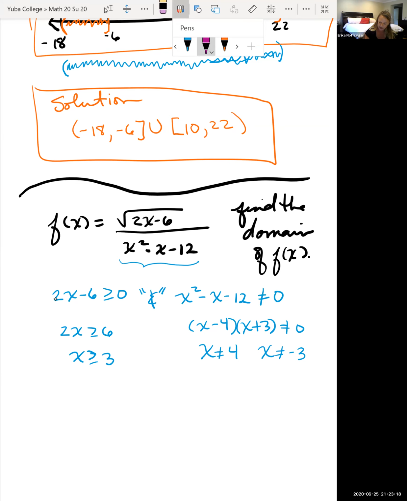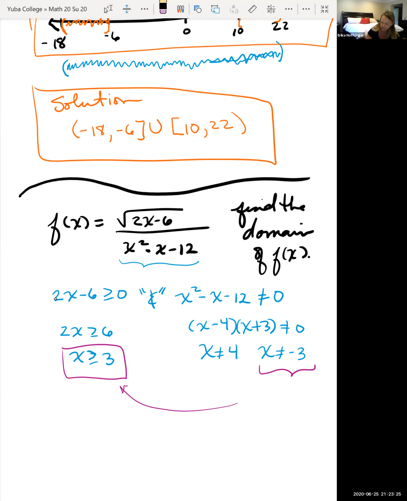Well, x cannot be -3. We know that x has to be bigger than or equal to 3. So this isn't even in this set. It doesn't even fall there. So since it's not contained in there, we don't have to worry about it.